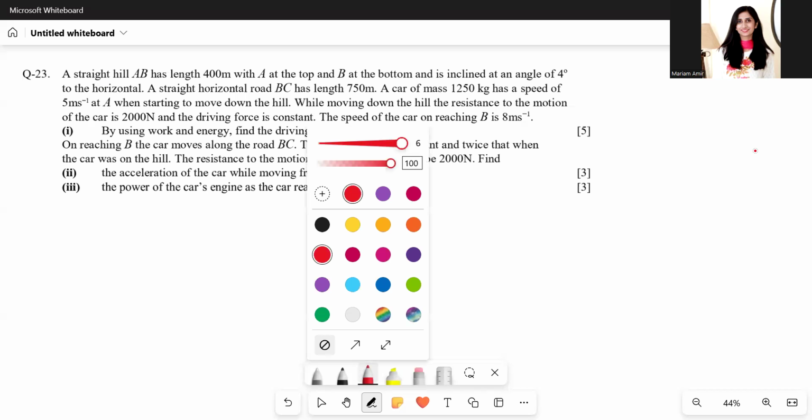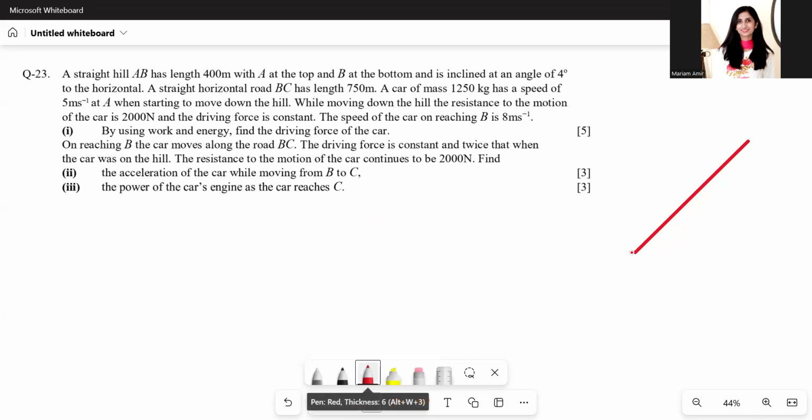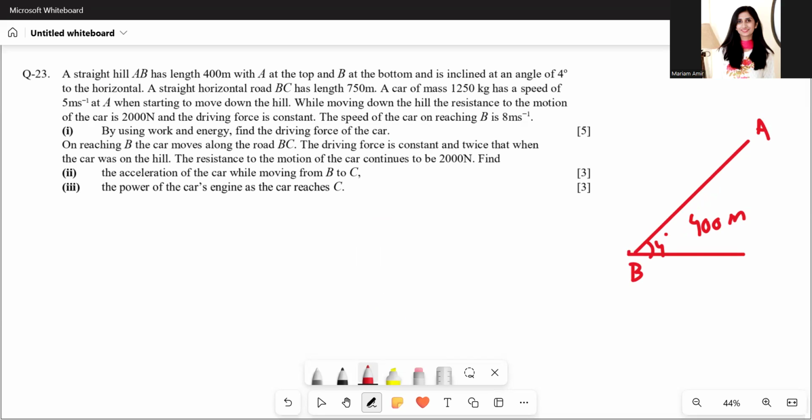A straight hill of length 400 meters, with A at the top and B at the bottom, is inclined at 4 degrees to the horizontal. A straight road BC has length 750 meters.